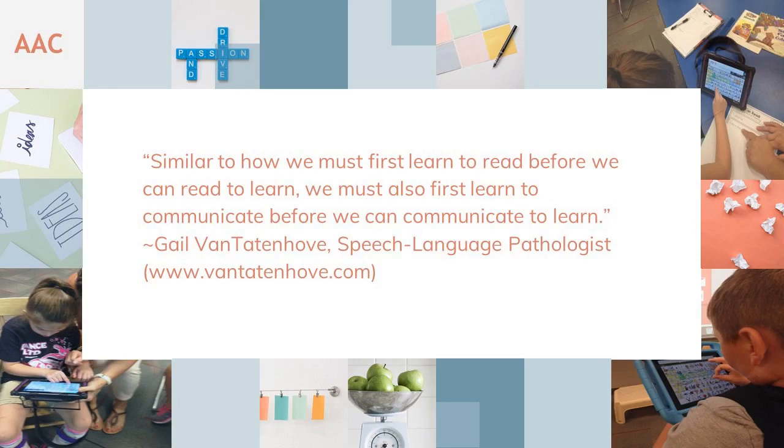So this brings up a quote again, and I'm sure that you've heard me say this before, but I love this quote. Similar to how we must first learn to read before we can read to learn, we must also first learn to communicate before we can communicate to learn. This was by Gail Van Tatenhove, speech-language pathologist. But like Angie said, tier one of those content connectors, those alternative standards, is that beginning level of communication. If we don't give our students the ability to communicate, then how are they going to have access to their curriculum? How are they going to communicate to learn? So really building on that tier one level of communication is so crucial and important.